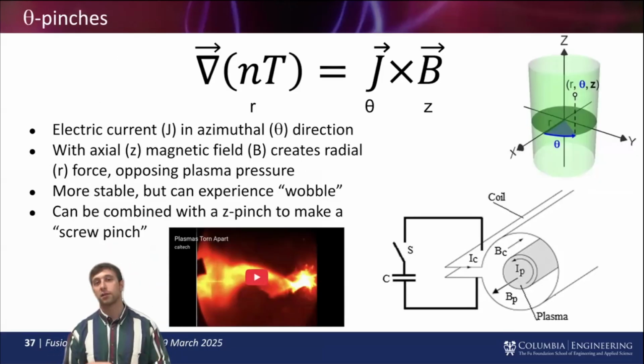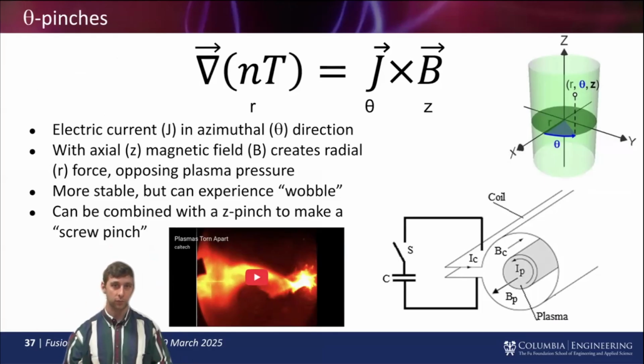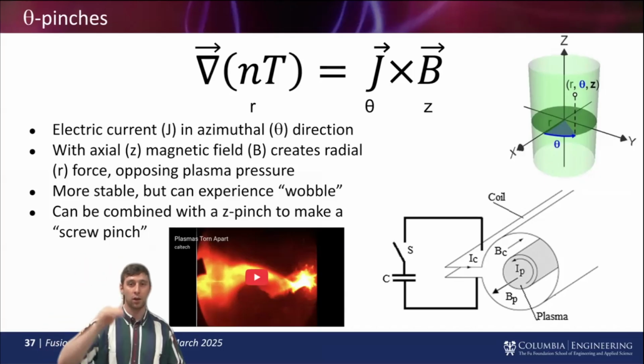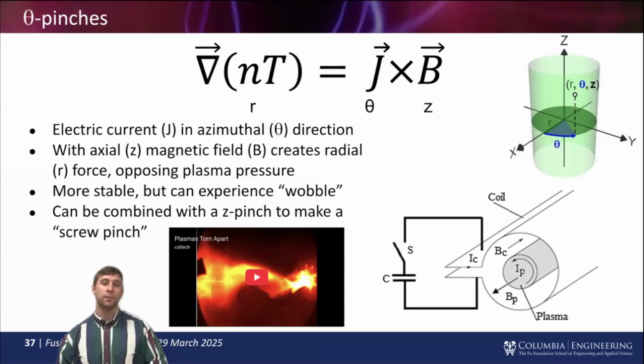So in a theta pinch, as you might expect, the current in the plasma, rather than running in the axial or Z direction in your cylinder of plasma, is now going to run in the azimuthal or theta direction. When this happens, again, in order to balance the radial pressure gradient in your plasma, you need to create a magnetic field that then goes in the Z direction, or axially along the axis of the plasma. In this case, you end up with a plasma that's typically more stable. However, it can experience a wobble motion, similar to the kink instability that we saw with Z-pinches.